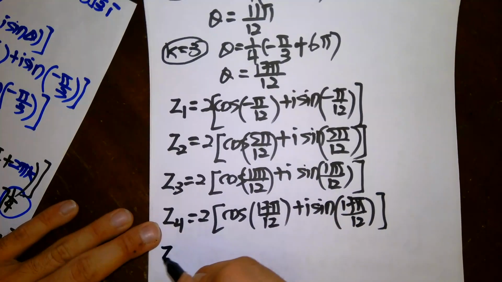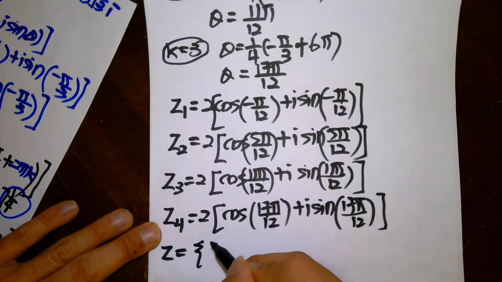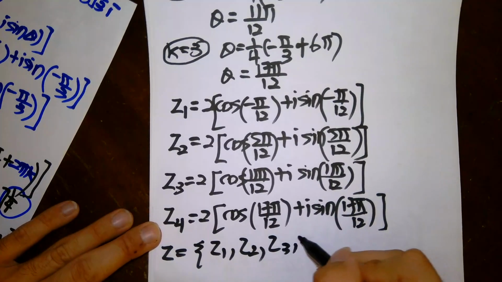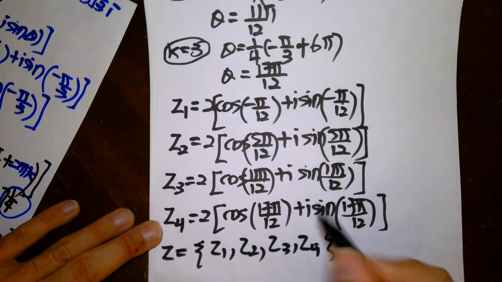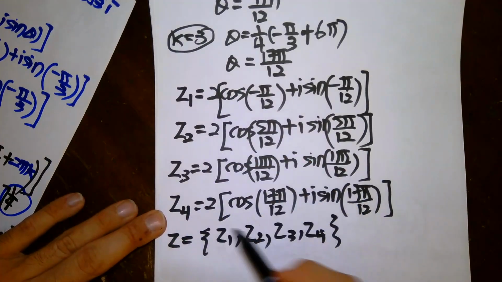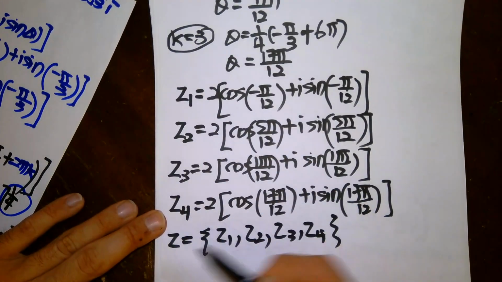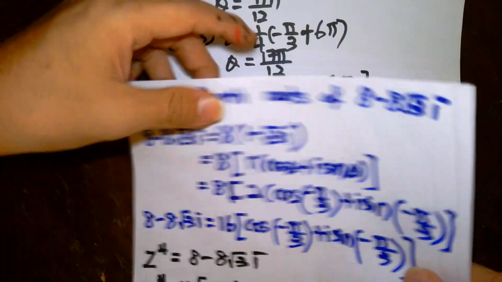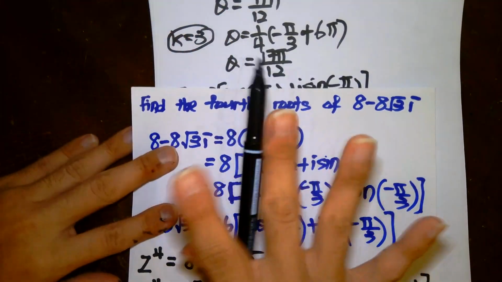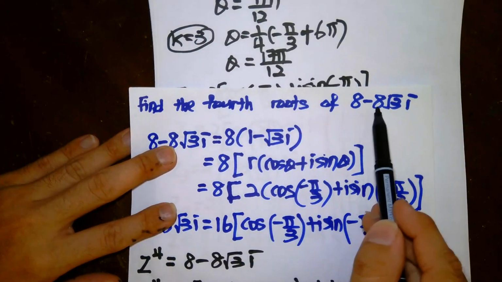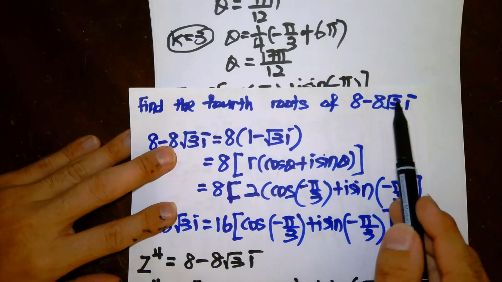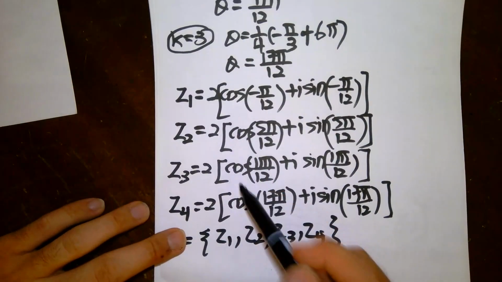Okay, I can rewrite this as z equals the set of z1, z2, z3 and z4. So I want you to copy all this in set form to tell you that the solution is these roots. Okay, it's the fourth roots. There are 4 different roots for this, because it's the fourth roots of this, right? So you will have 4 different roots.